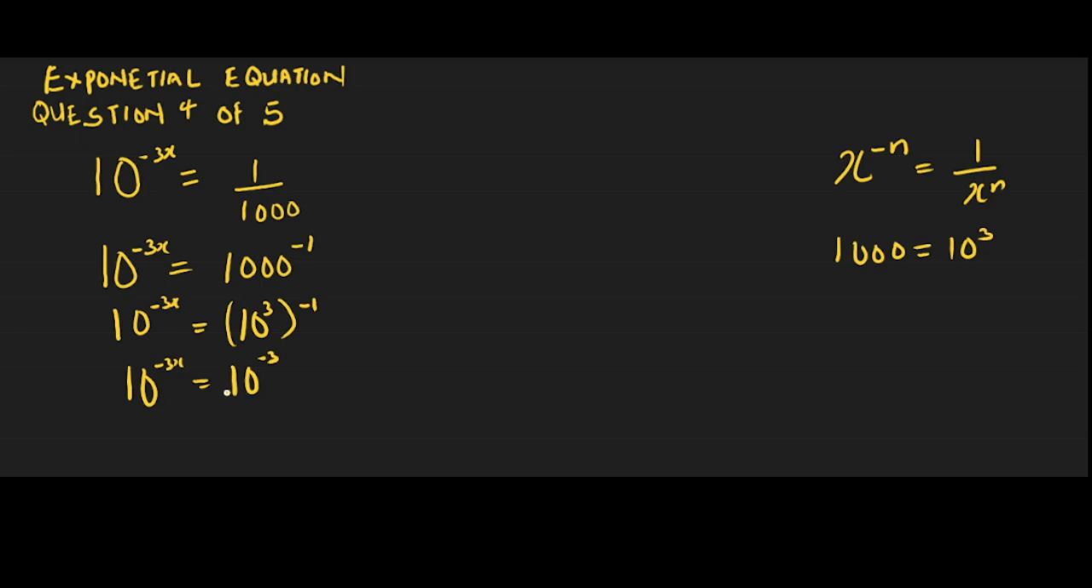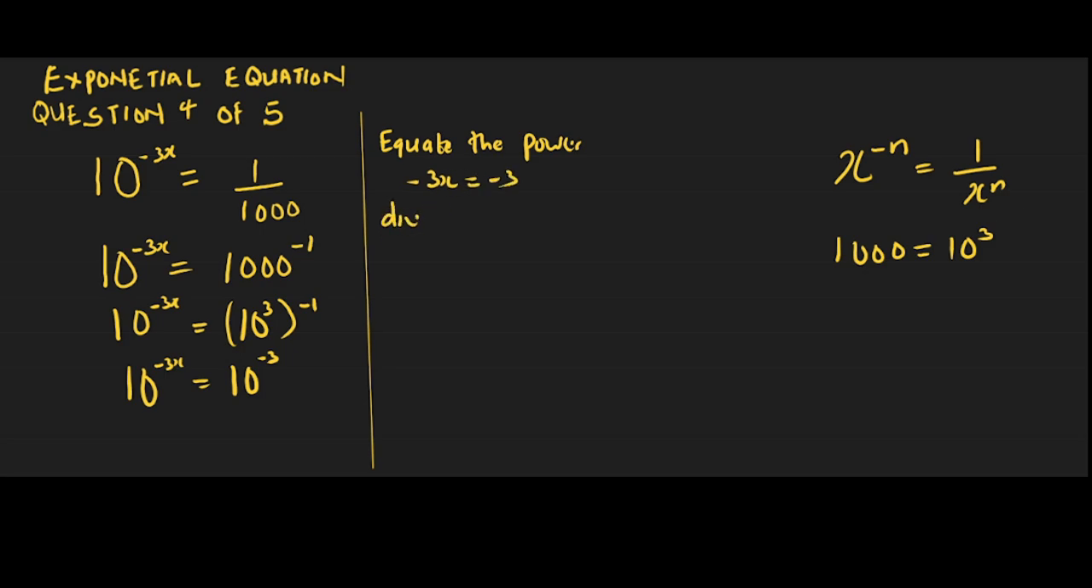So here the bases are equal. When the bases are equal, we equate the powers. When we equate the powers, we have minus 3x is equal to minus 3. So here we need to get our x.